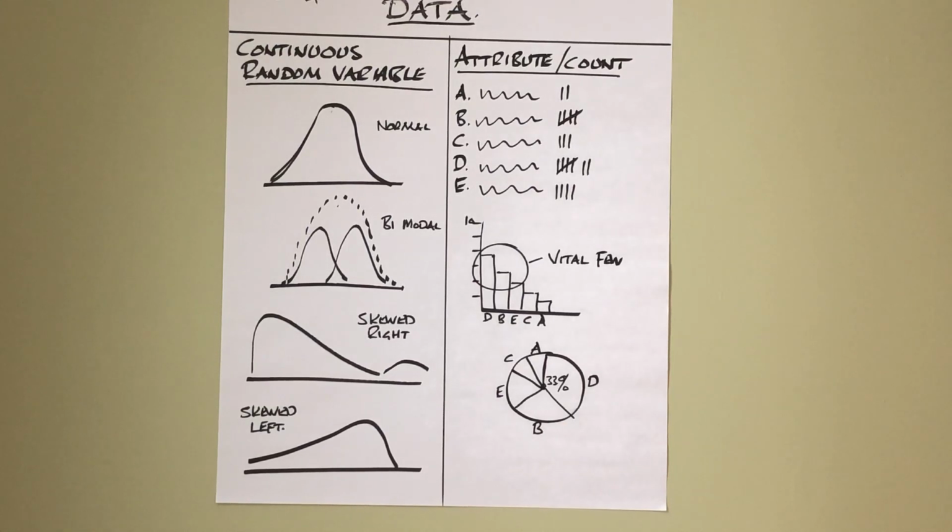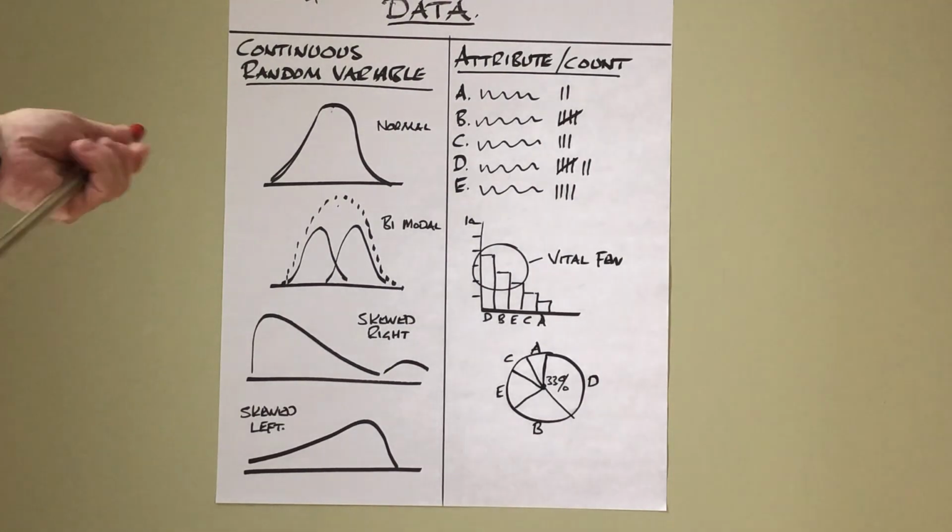So this is a short video on data, and it's in support of step 4, which is the data collection planning. And you need to be aware that there's actually two primary types of data. There's continuous random variable data, which is something that we can actually measure and get a unit of measure of.